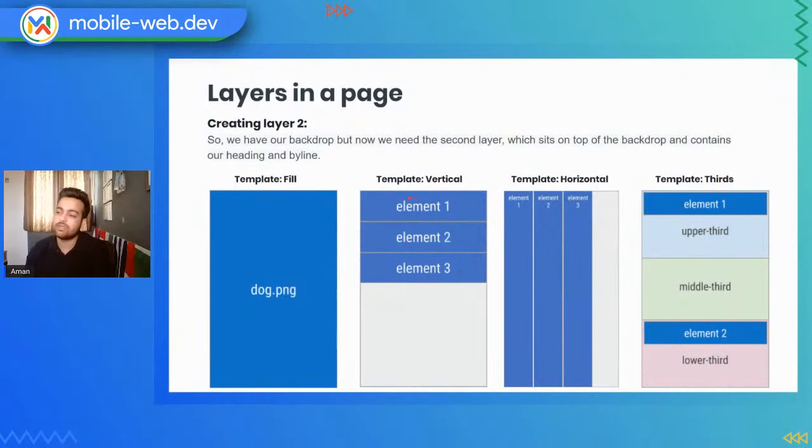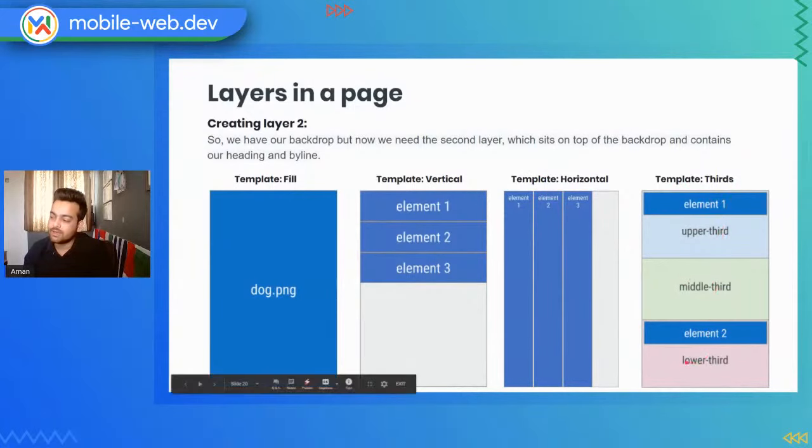Then another template way is to use vertical. Vertical means every element that you add will be stacked over one another, like in this way. In horizontal, it will be stacked in horizontal order. And then you have the rule of thirds, in which you can apply different attributes to the individual elements, like upper third, middle third, and lower third, which can change the position of the element and make your product very responsive.